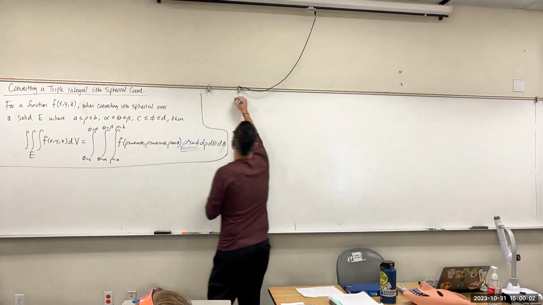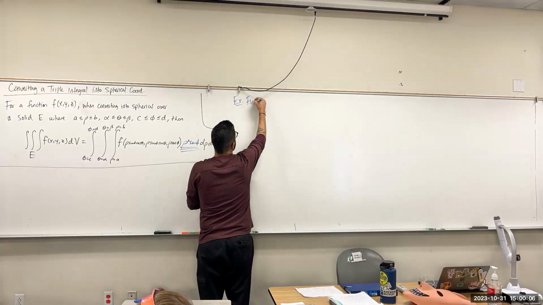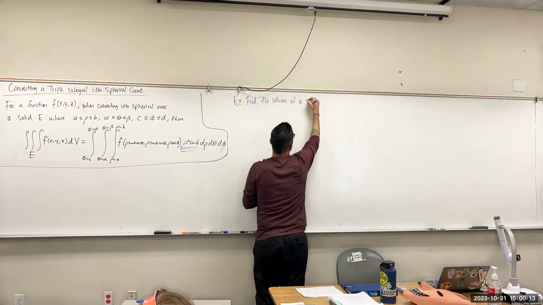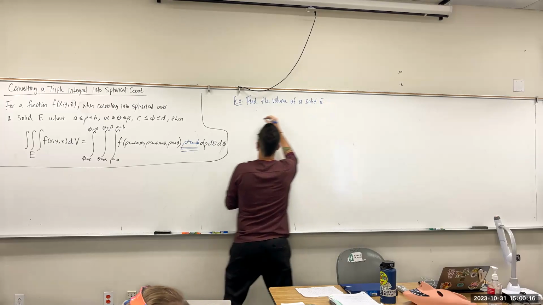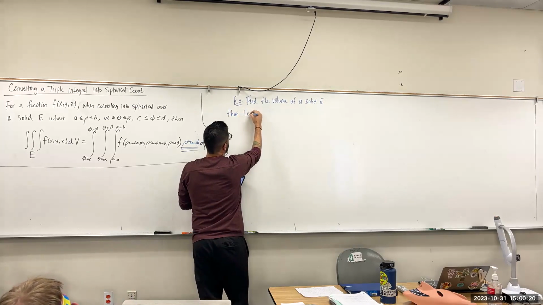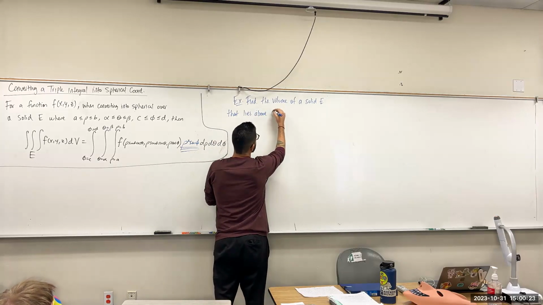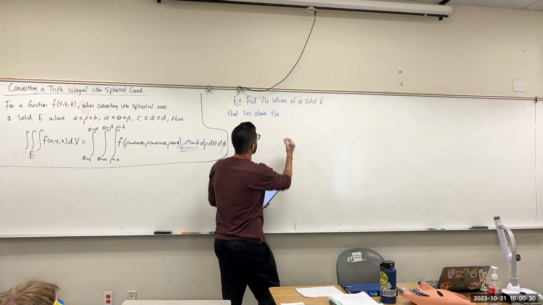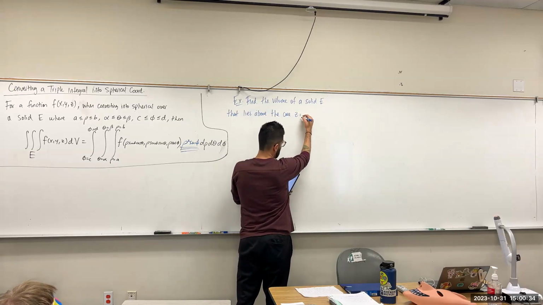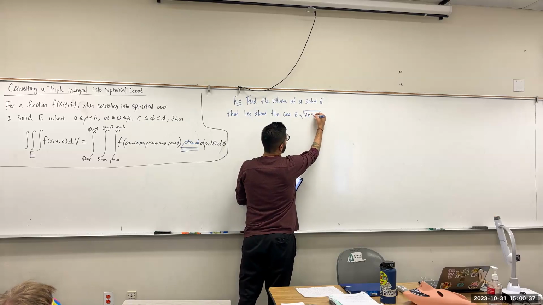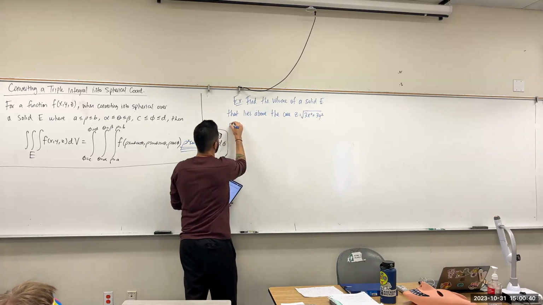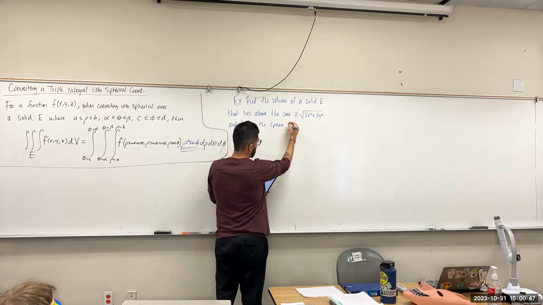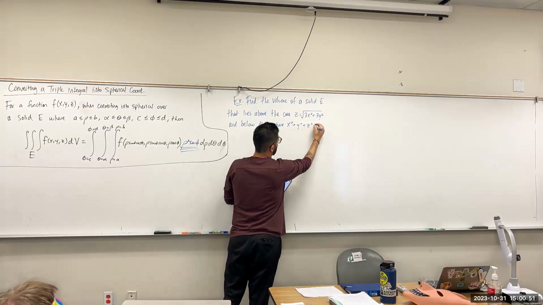Let's say it says find the volume of a solid E that lies above the cone z equals the square root of 3x squared plus 3y squared, and below the sphere x squared plus y squared plus z squared equals 25. I'm doing that one on purpose, to review something.